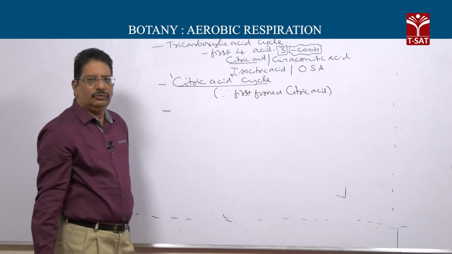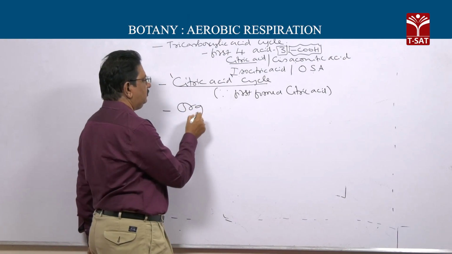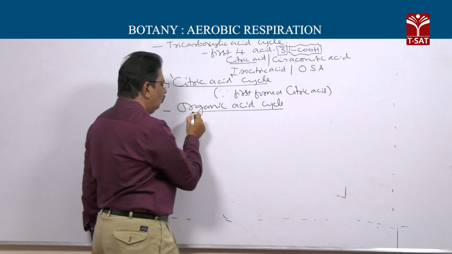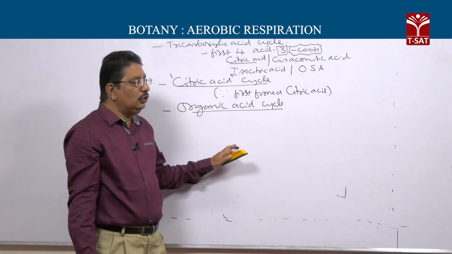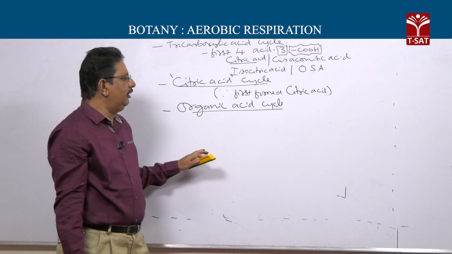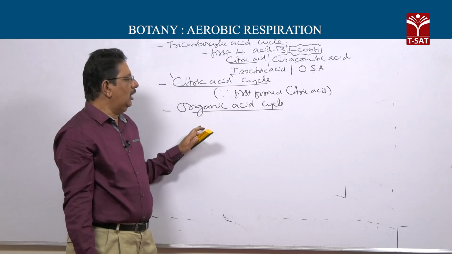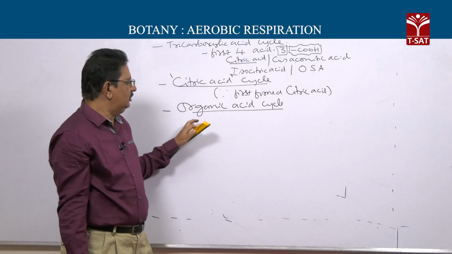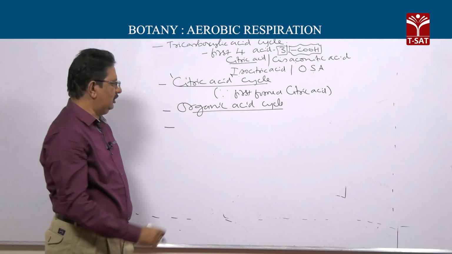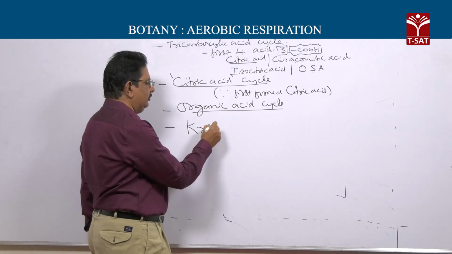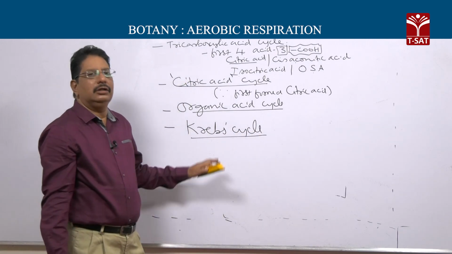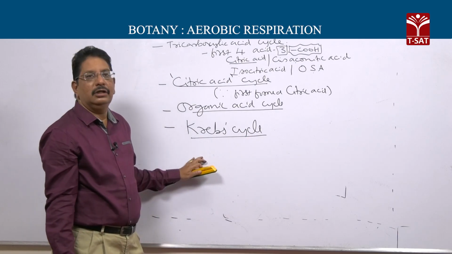This pathway is also called the organic acid cycle. Why? Because during this conversion of acetyl coenzyme A into CO2 and H2O, a good number of organic acids are formed. Hence, it is called the organic acid cycle. But very popularly, the TCA cycle is called the Krebs cycle. Krebs cycle is a very common popular name for the TCA cycle.